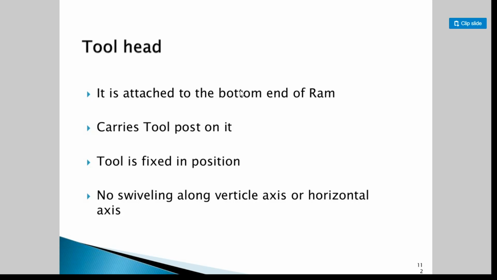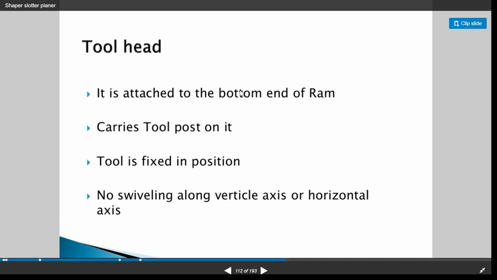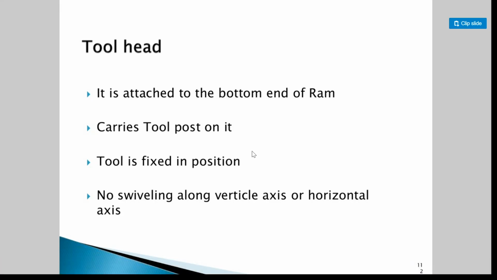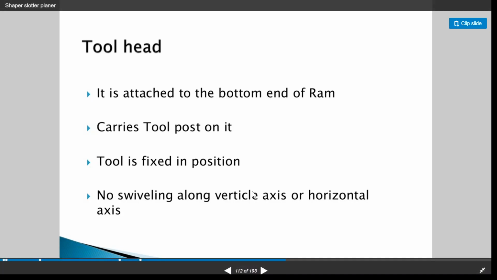The tool head is fixed at the end of the ram, at the bottom end of the ram, and it carries the tool post. We cannot swivel the tool head. It is fixed. That means the tool head has only a vertical slide. That means only vertical sliding movement is possible. No swiveling is possible for this slotting machine.